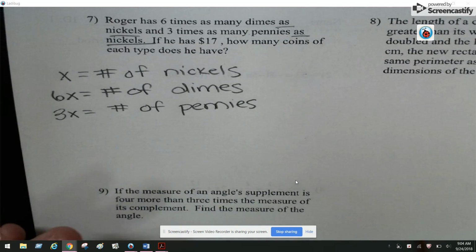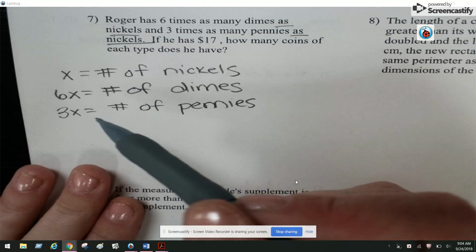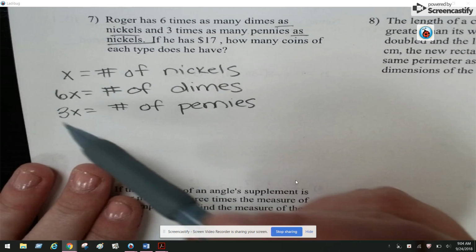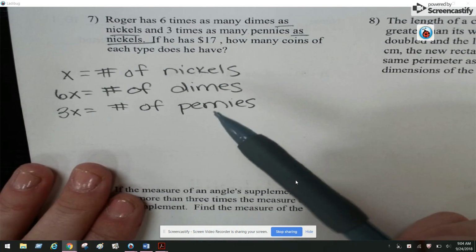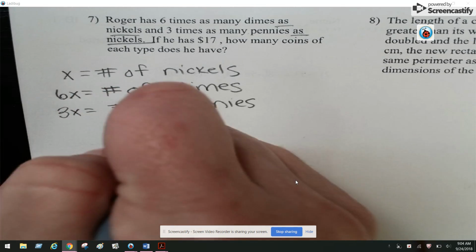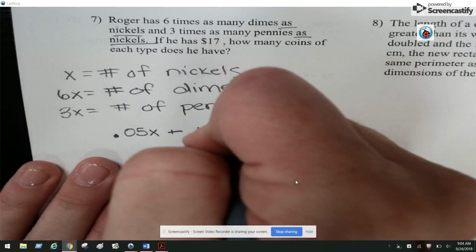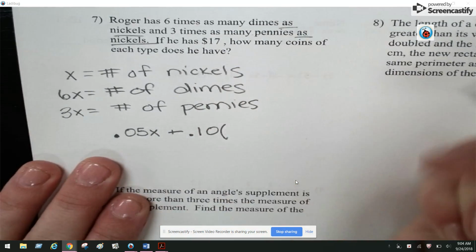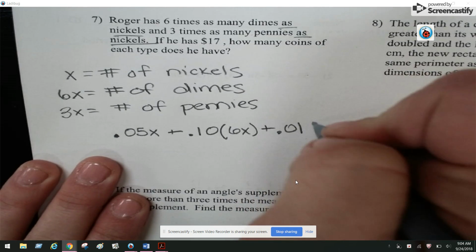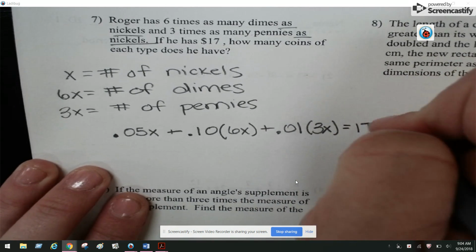Now we want to put this into an equation to solve for X. So the most important thing is that we have to remember you can't just add 3X plus 6X plus X equals $17. You have to include how much the nickels, dimes, and pennies are worth. So in this case, a nickel is 5 cents, so I'm going to say 0.05X plus a dime is worth 10 cents, so 10 hundredths here, times 6X plus 0.01 times 3X, and that's all going to equal $17.